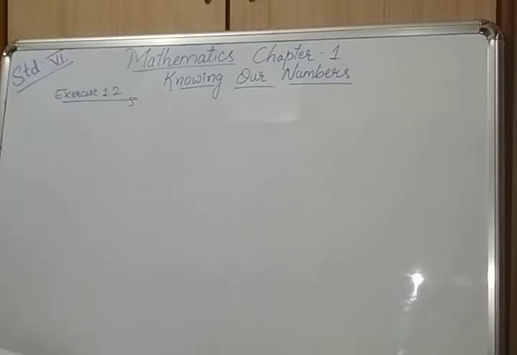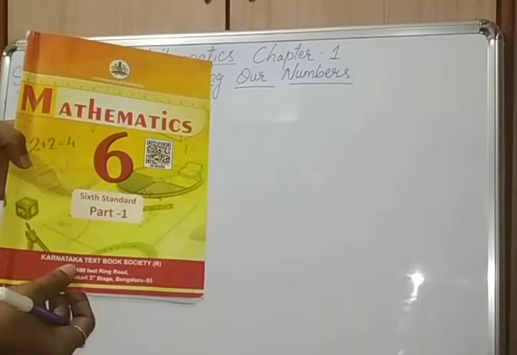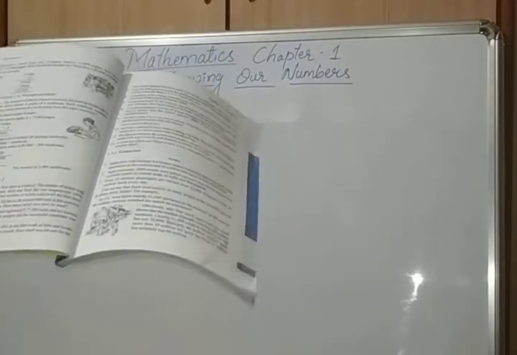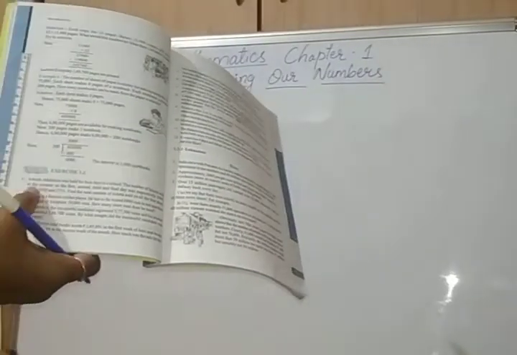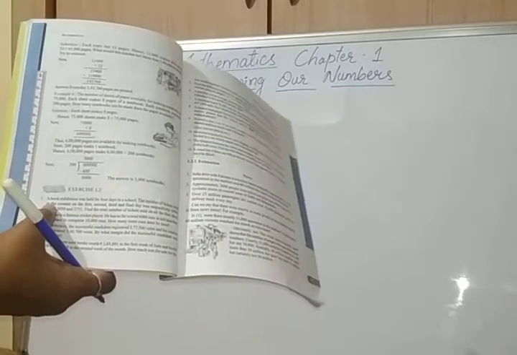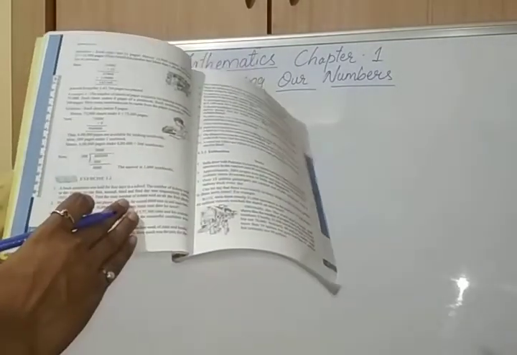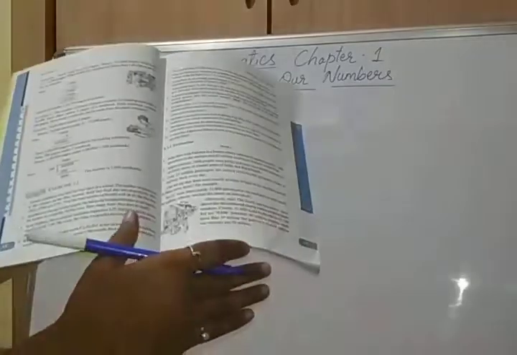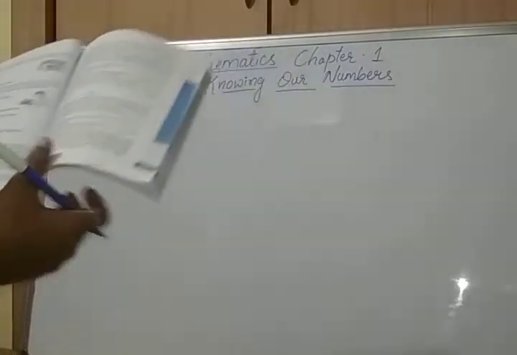So what is there? I am referring to Mathematics 6 part 1. In that chapter 1, from exercise 1.2, that is the first one. I am not going to write the full question here, I will just read this question. So children, keep your textbook in front of you to refer to the question. So what is the question given?